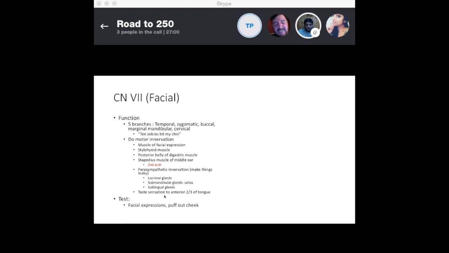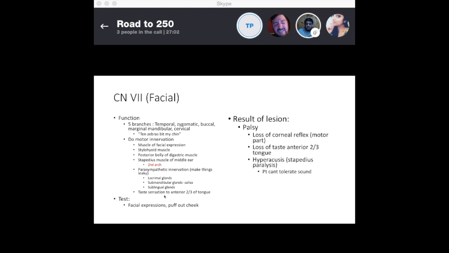So a test you can do is facial expressions or puff out cheeks. The result of the lesion is basically palsy, loss of the corneal reflex, mostly the motor part, as we've talked about the sensory part in the last slide, or cranial nerve 5, and you lose taste to anterior 2/3 of the tongue, and hyperacusis. Basically, the patient cannot tolerate sound because of the stapedius paralysis.